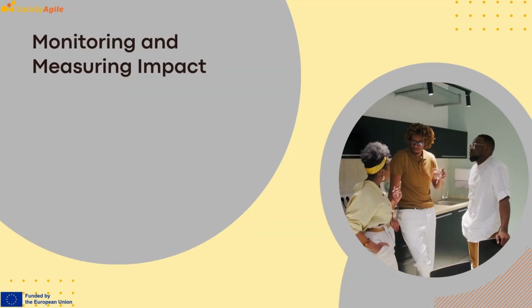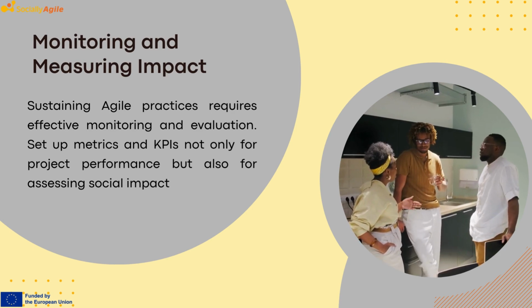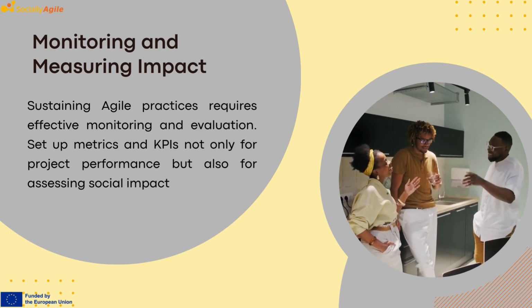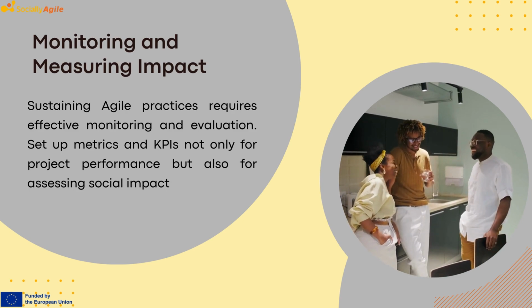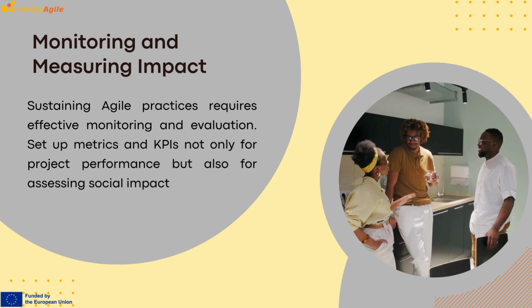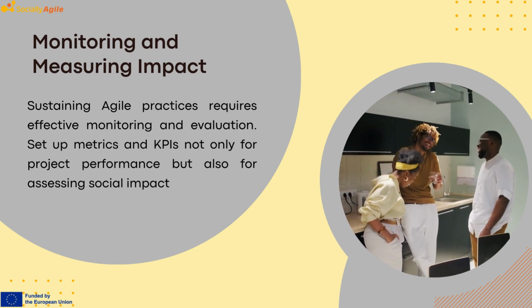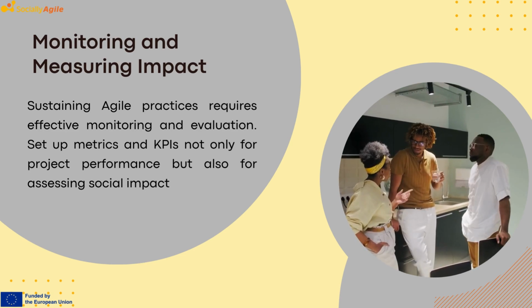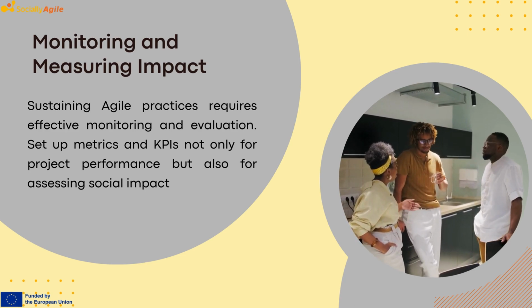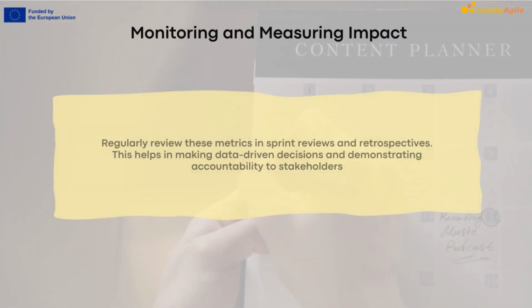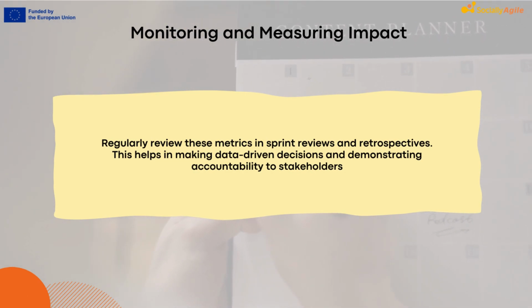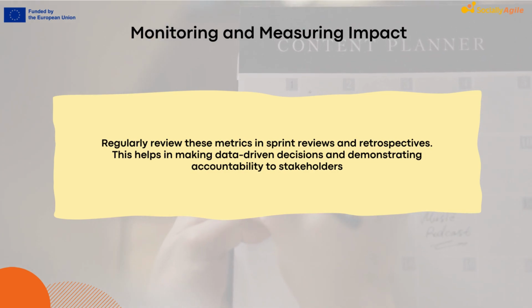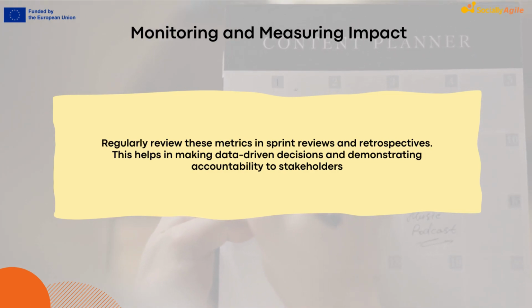Sustaining Agile practices in social ventures requires effective monitoring and rigorous evaluation. Establish clear metrics and KPIs that track not only project performance but also the social impact you are creating. This dual focus is crucial in ensuring that your Agile practice is not just about completing tasks but is also delivering real social value. Set up regular intervals for assessing these metrics, and integrate impact assessment into your sprint reviews and retrospectives. This practice not only helps in making informed decisions, but also demonstrates accountability and transparency to stakeholders and the community.